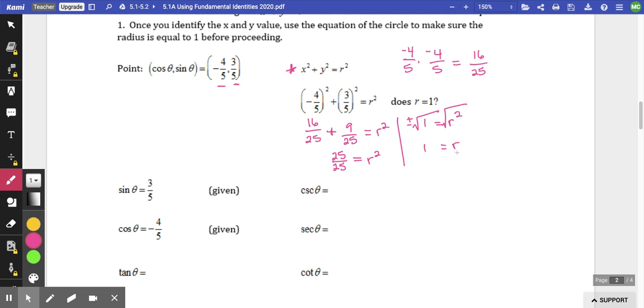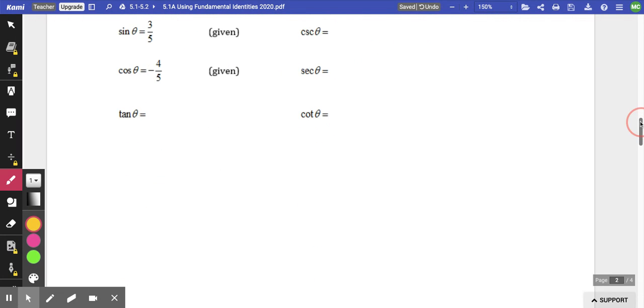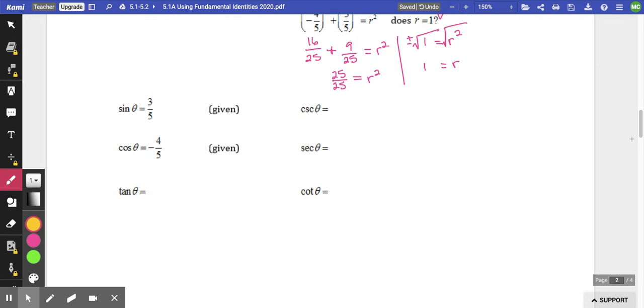However, this r is a radius, which is a distance measurement from the center of a circle to any point on the circle. Since it is a distance, the only part of that answer, the plus or the minus, that makes sense would be just the positive. So r does in fact equal 1. Now that we've verified that, we can go ahead and answer the rest of the questions here. So I'll scroll down just a little bit. There we go. Okay, so I'm going to write down what I know.